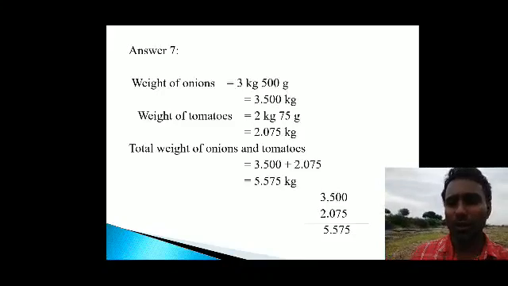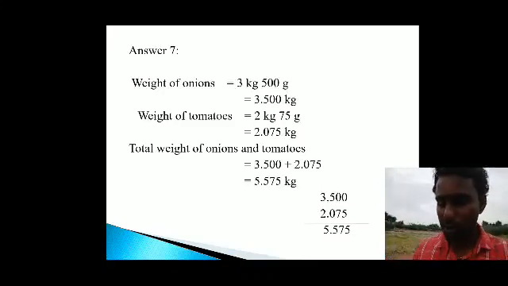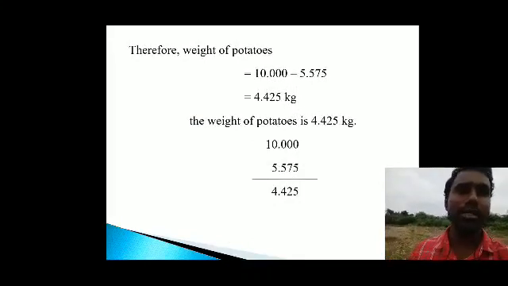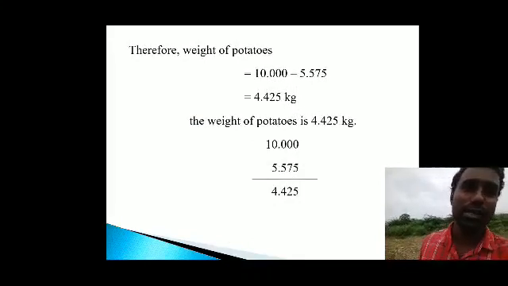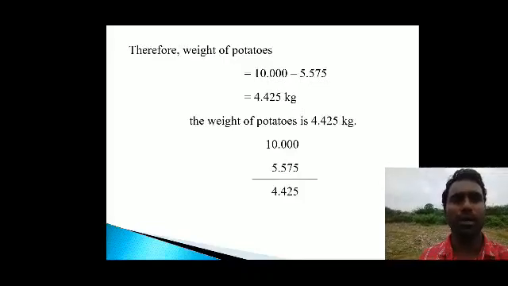Okay, this is the total weight of the vegetables you know. So what is the weight of the potatoes? Total weight minus the weight of the vegetables, so 10 minus 5.575. So if you subtract, 0 minus 5 will not come.